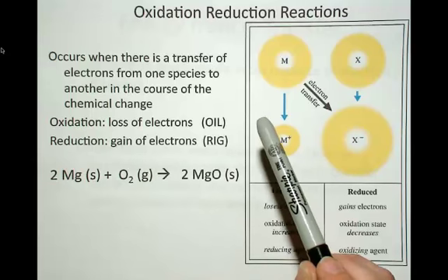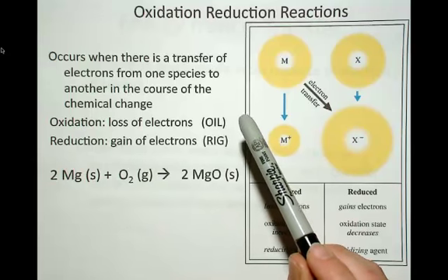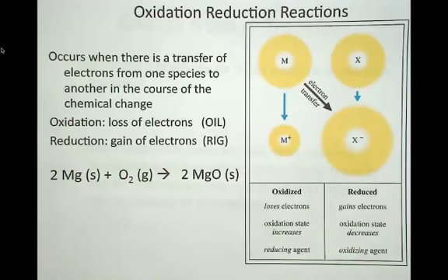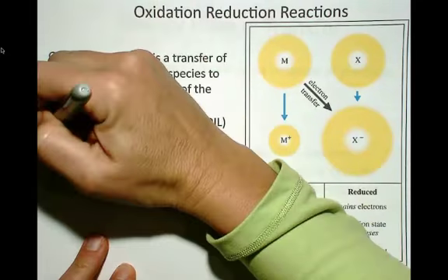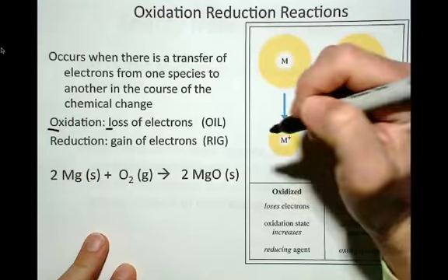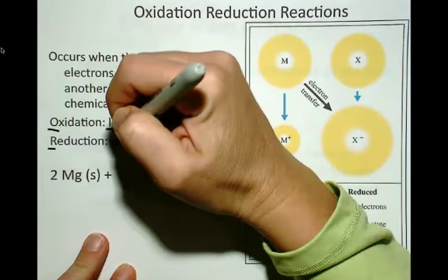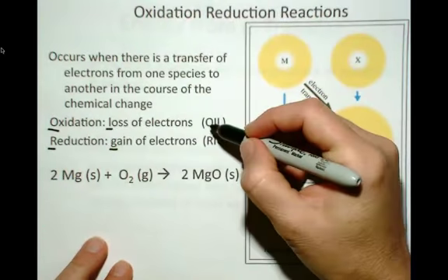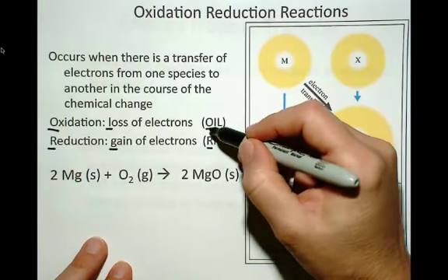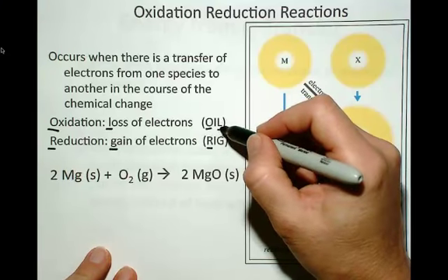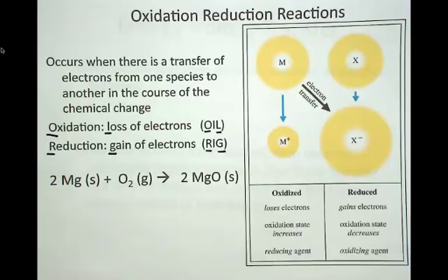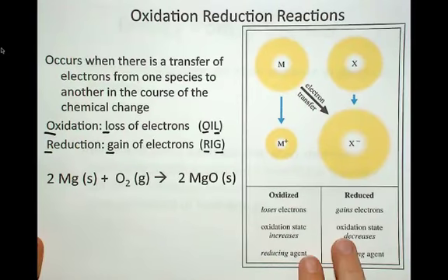And to remember what is oxidation, what does the word mean? There's this little device, OIL RIG. OIL is oxidation is loss of electrons, and RIG is reduction is gain of electrons. So OIL is loss, reduction, or excuse me, oxidation is loss, OIL, and reduction is gain, RIG. So that's just a way to remember those terms.